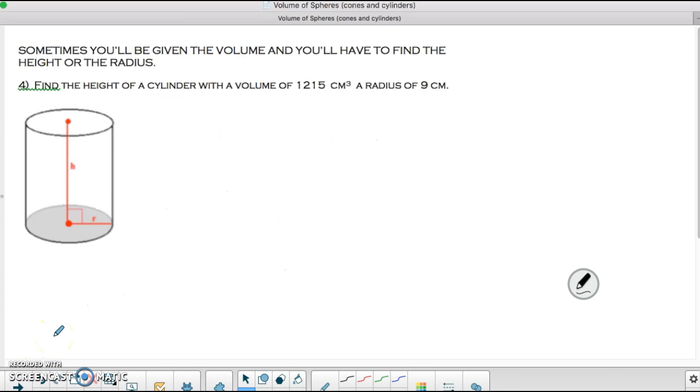All right, so sometimes you're going to be given the volume and you're going to have to find the height or the radius of a cylinder, cone, or sphere. So we're going to have volume of the cylinder equals pi r squared h. Remember, or just FYI, none of these figures are drawn to scale. Because we're given my volume and I'm looking to find the height, I'm going to rearrange this.